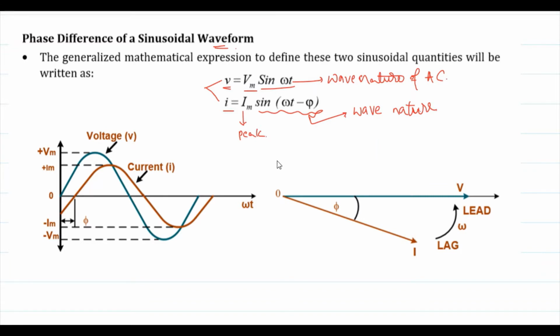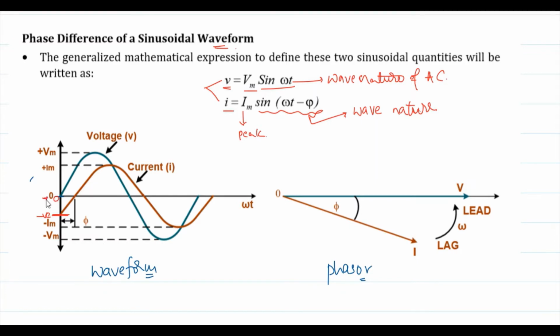To see exactly what the phase difference is between these two AC quantities, look at this first diagram. This one is the waveform diagram, and this one is the phasor diagram. At time t equal to 0, the AC voltage amplitude is 0, but the current has a negative value.